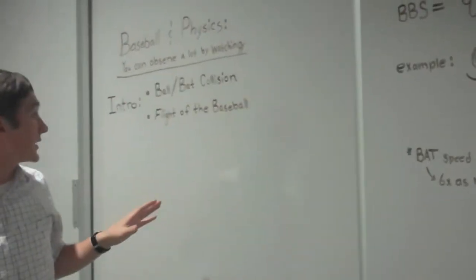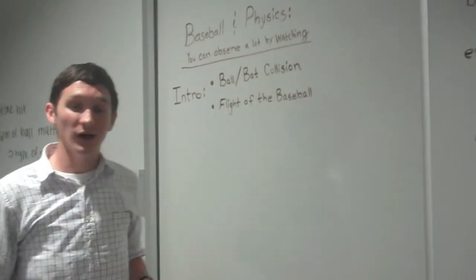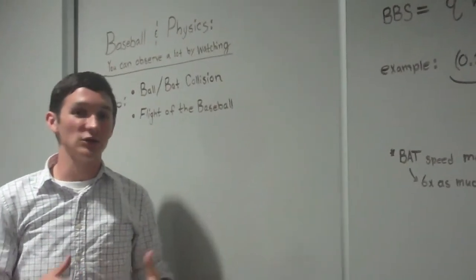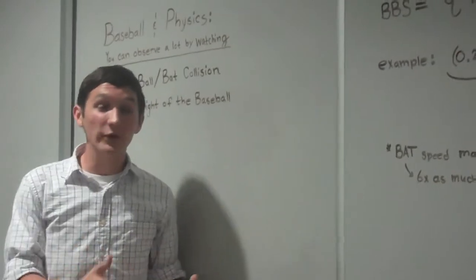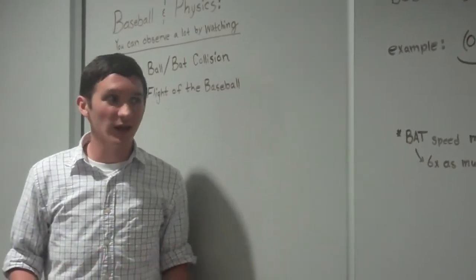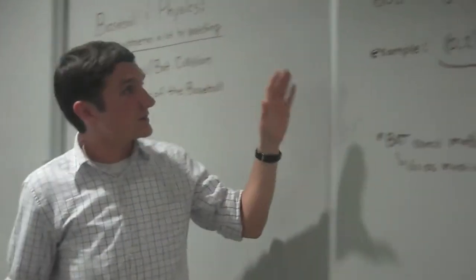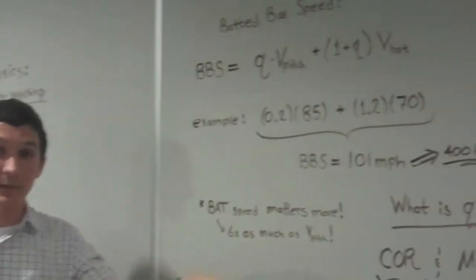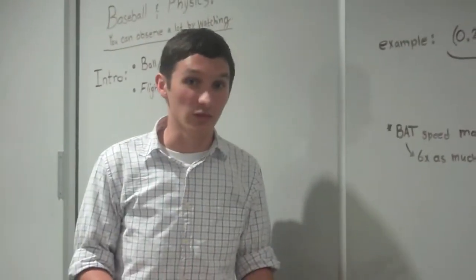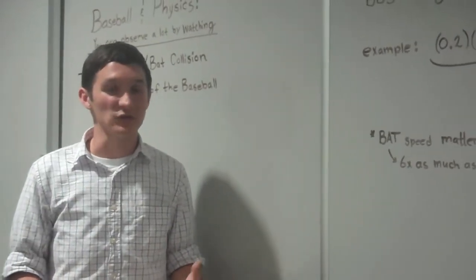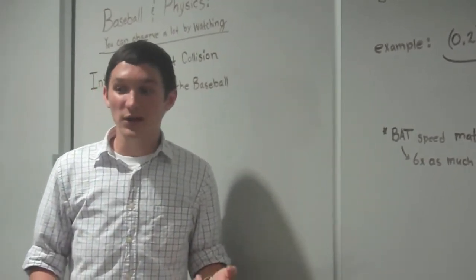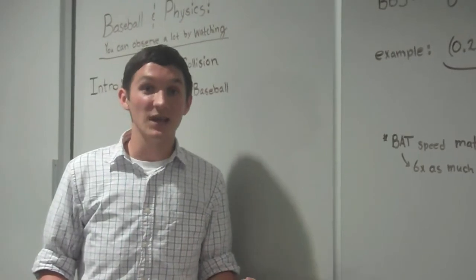So the second topic he talked about was the flight of the baseball. We're going to break the flight of the baseball up into 2 parts: before it hits the bat and after it hits the bat. Before it hits the bat is all to do with the pitcher, and obviously the pitcher wants none of this stuff to happen. He doesn't want the ball to make contact with the bat. So what he's going to do is throw lots of different types of pitches. There's curveballs, knuckleballs, fast pitches, slow pitches.